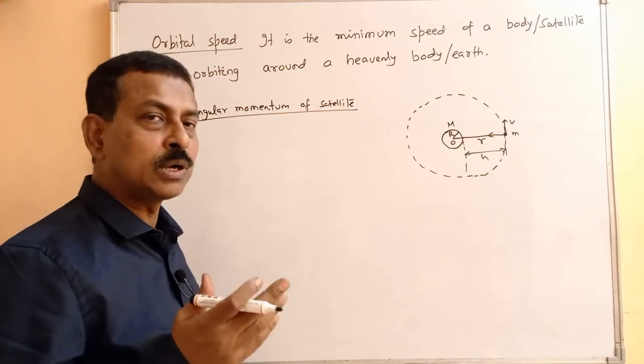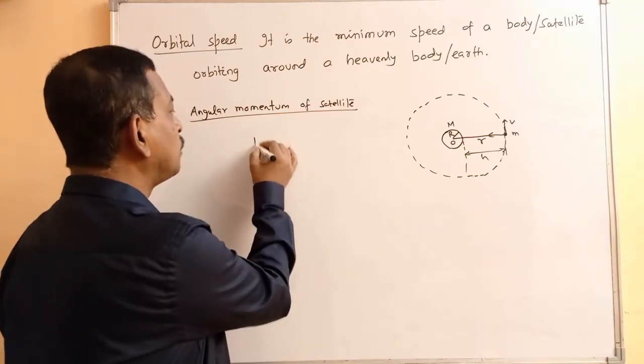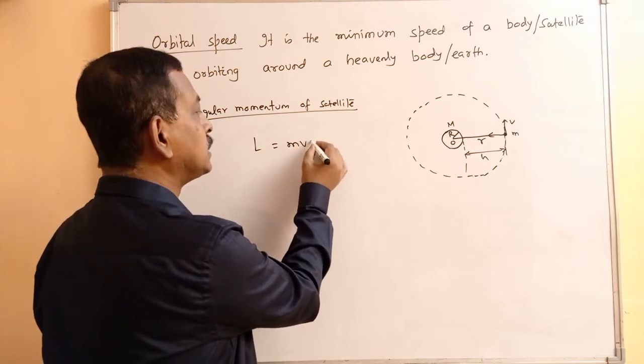Suppose you want to find angular momentum of the satellite. Angular momentum we can get as mvr.